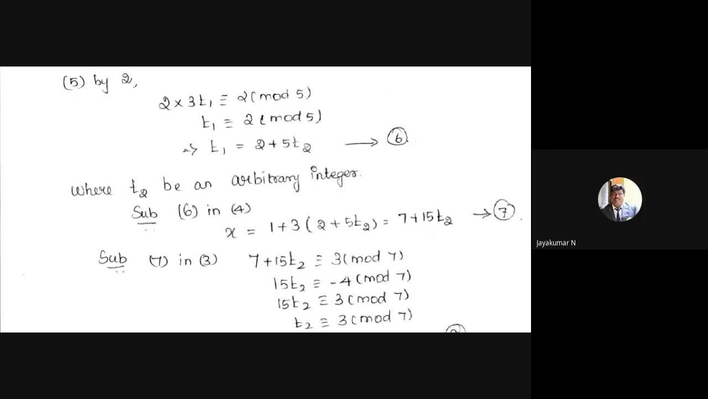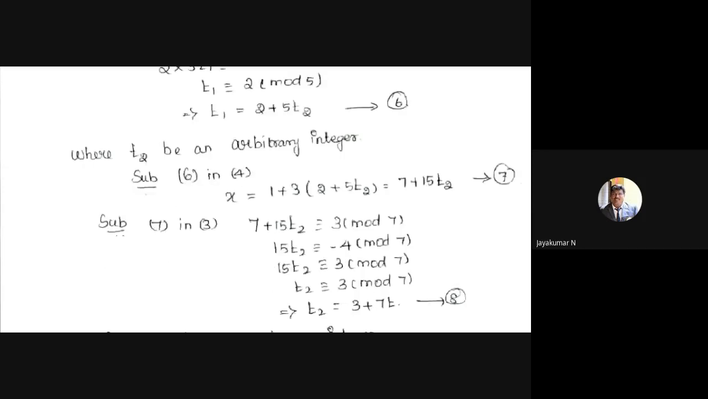7 plus 15t2 is congruent to 3 mod 7. So when 7 goes to the right hand side, 3 minus 7 is minus 4. 15t2 is congruent to minus 4 mod 7. So 15 is more than 7, therefore 15 will be divided by 7. The remainder is 1, so 15 is congruent to 1. So 1 into t2 is congruent to minus 4.